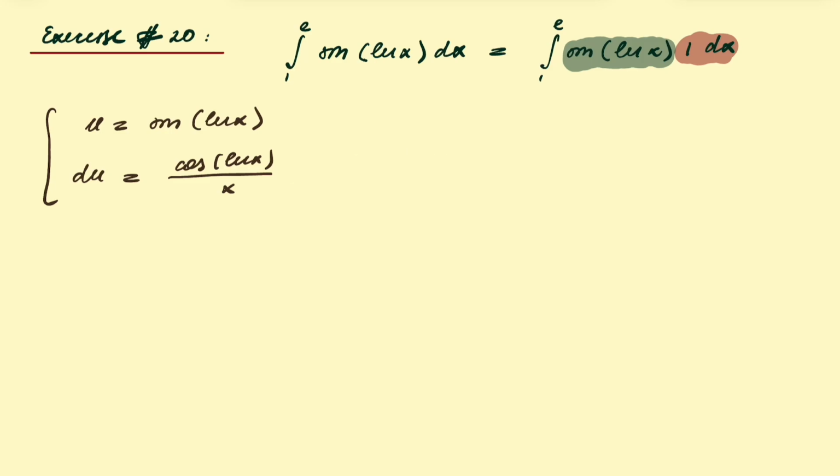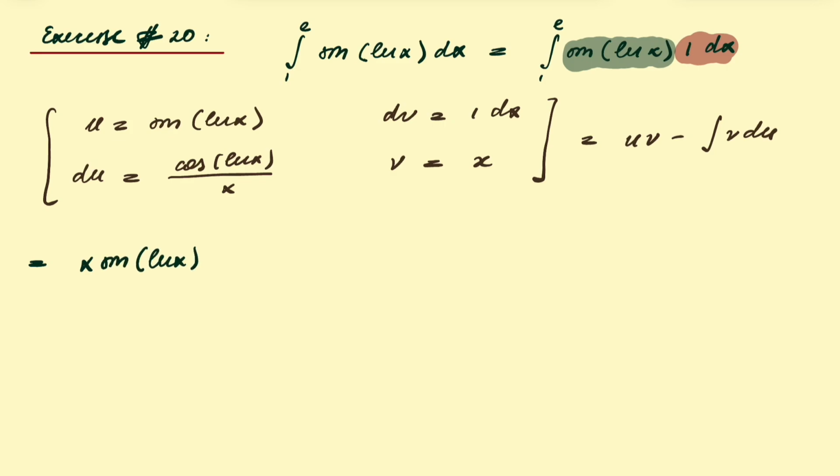Next, if u is sine of ln of x, then dv will be 1 times dx and v will be x in this case. Also keep in mind that we want to have the form of uv minus the integral of v times du, so we get x times sine of ln of x from 1 to e minus a definite integral from 1 to e of x times cosine of ln of x over x dx.